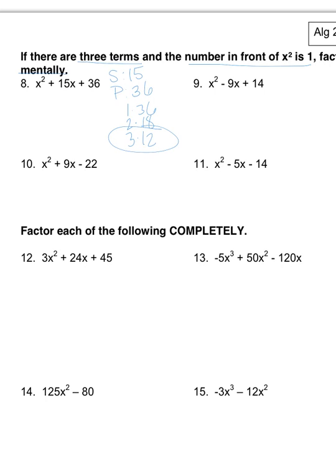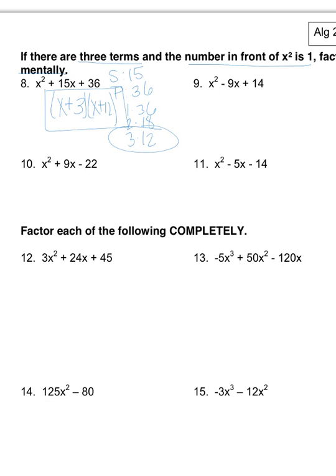So when you're writing your factors, you would have x plus 3 and x plus 12. When you multiply them, x squared, you add to get the middle, which would give you 15x, multiply to give you 36.